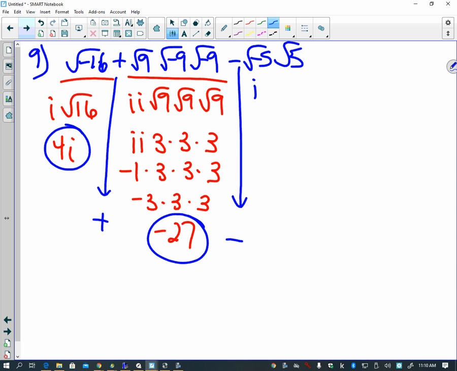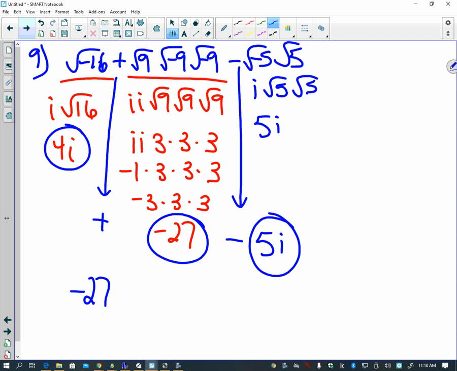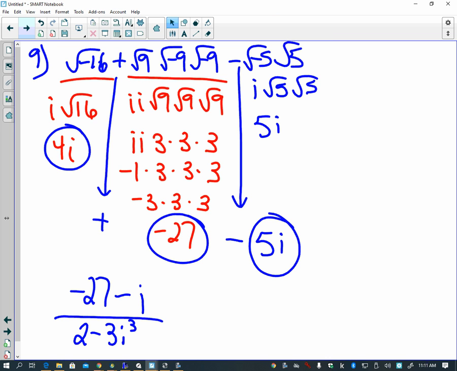We can take out an I and get square root of 5 times square root of 5. What's square root of 5 times square root of 5? 5, so we get 5I, right? All right, so I got 4I plus negative 27 minus 5I. My like terms are 4I and negative 5I, right? So I have negative 27 minus I, right? Over, now we get back to our denominator, which is 2 minus 3I cubed, okay?